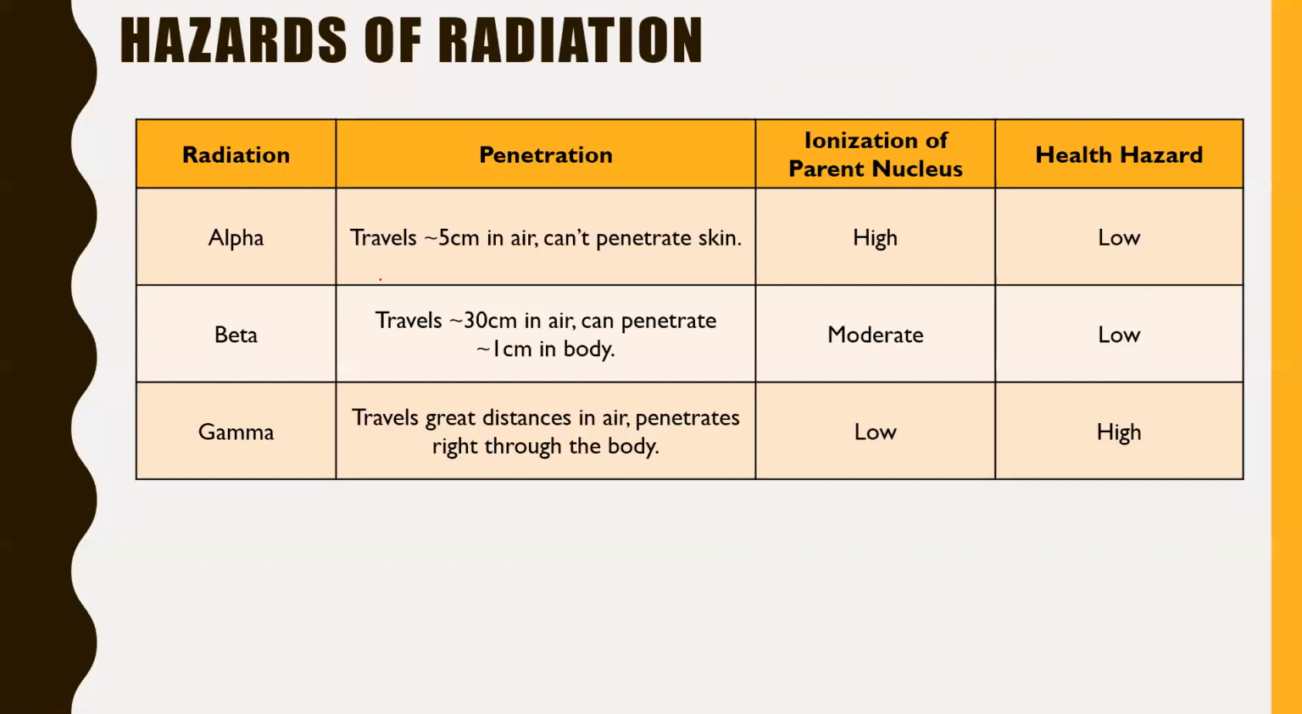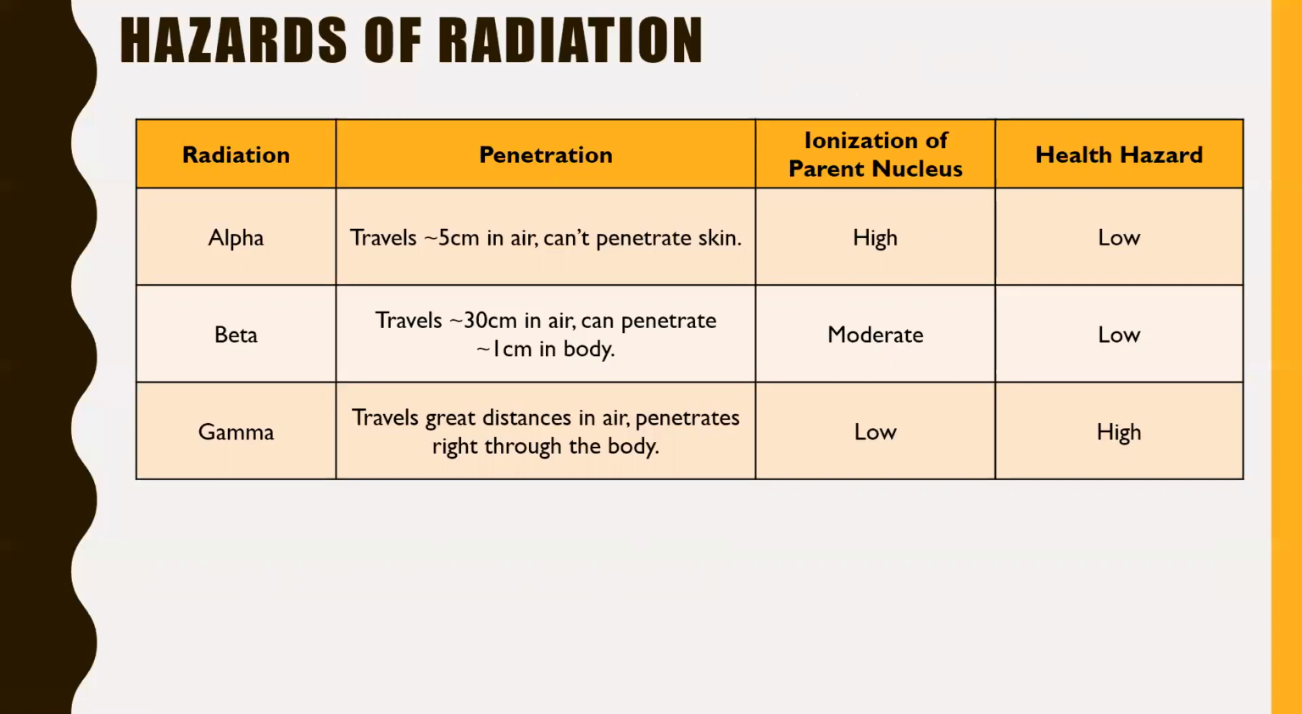It doesn't go very far, right? So those alpha particles don't really move too far, and they cannot penetrate skin. This column here is talking about the ionization of the parent nucleus, not the ionization effect of the actual particle. Alpha particles don't really ionize things too well. They can, I suppose, technically, but they are formed by a very strong ionization of the parent nucleus. Clearly, they're losing 2 protons, so there's quite a significant charge.